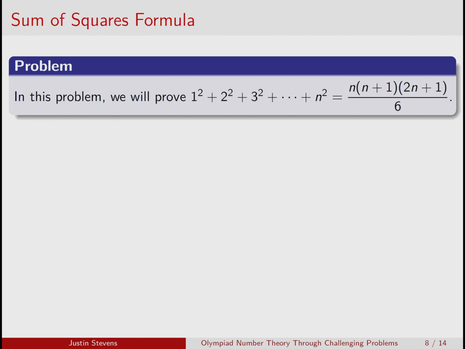So we're now going to see a cool way to prove the sum of squares formula, which is that 1 squared plus 2 squared plus all the way up to n squared is equal to n times n plus 1 times 2n plus 1 divided by 6.